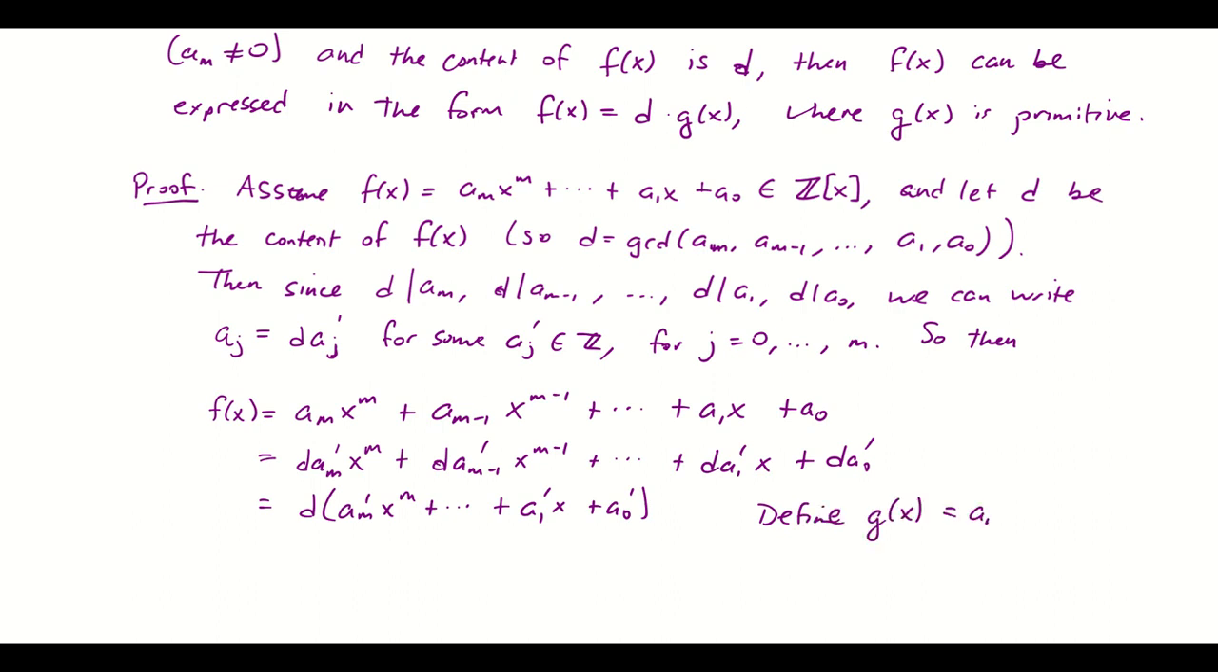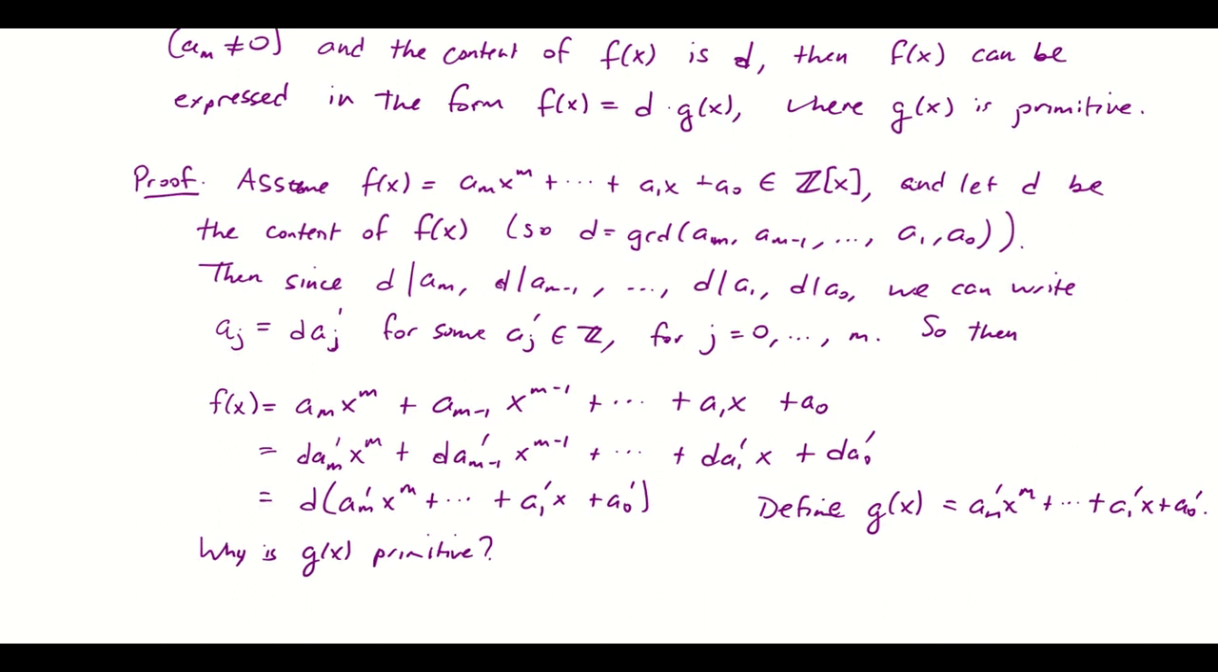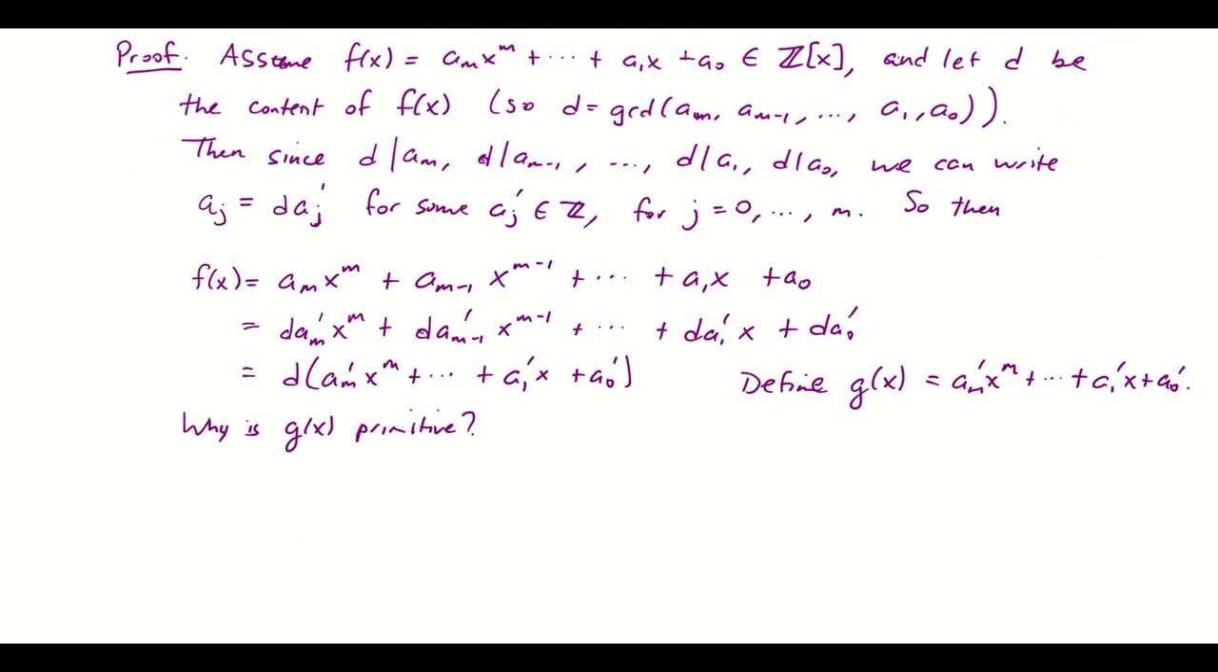And it may seem like we're done. Now we have our d, we have our g of x. But before we're done, we need to show that this g of x really is primitive. So why is g of x primitive? Well, to show it's primitive, we need to know that its content is 1. We need to prove that the GCD of all of these coefficients, a_m prime, or sorry, a_{m-1} prime, a_1 prime, a_0 prime, is 1.